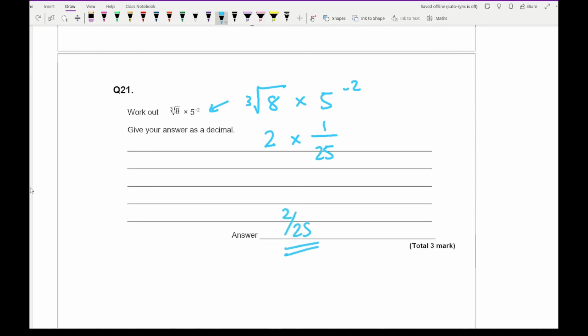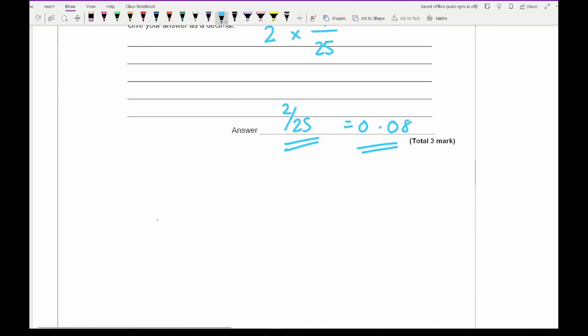And then we want to write that as a decimal. So 2 divided by 25, and that gives me 0.08. And I'm just going to get rid of that because that can't be my final answer.